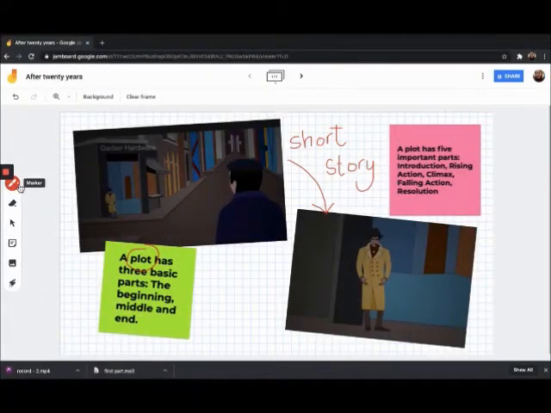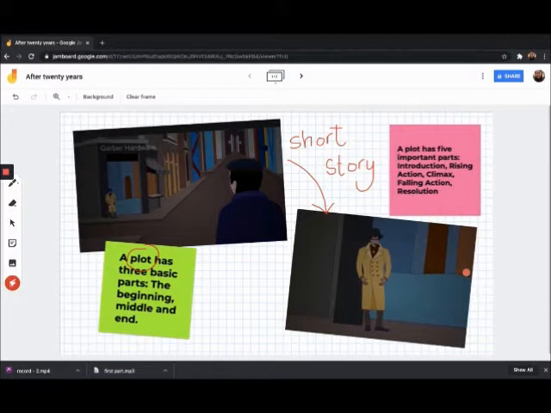Now that we have already defined what short story is, let's talk about the plot. A plot has three basic parts: the beginning, middle, and end. These parts are used to develop a basic idea from the arrangement of scenes, and these are arranged in a logical manner or chronological order. A plot is composed of five important parts: the introduction, rising action, climax, falling action, and resolution.